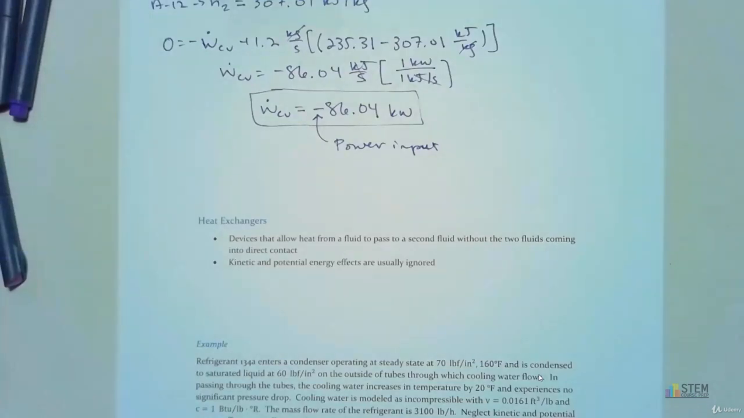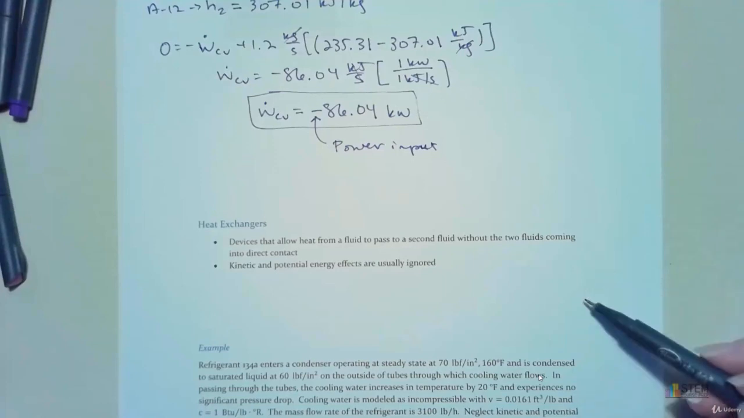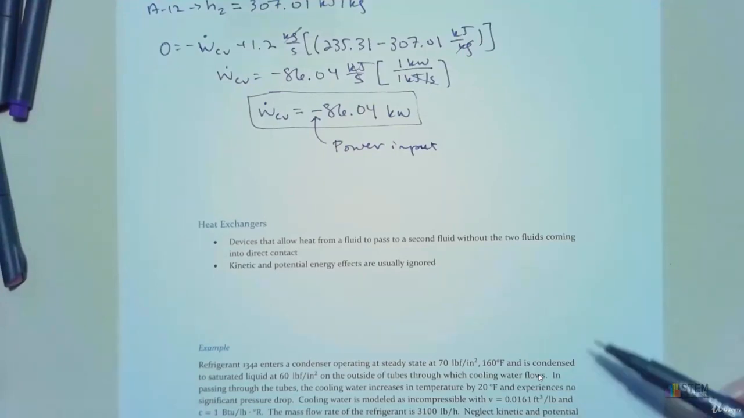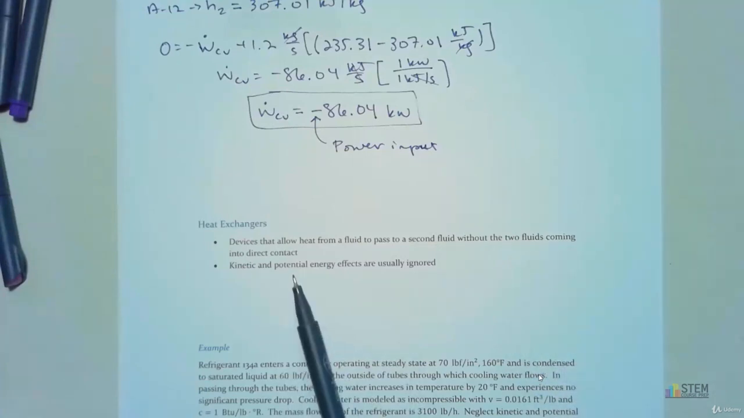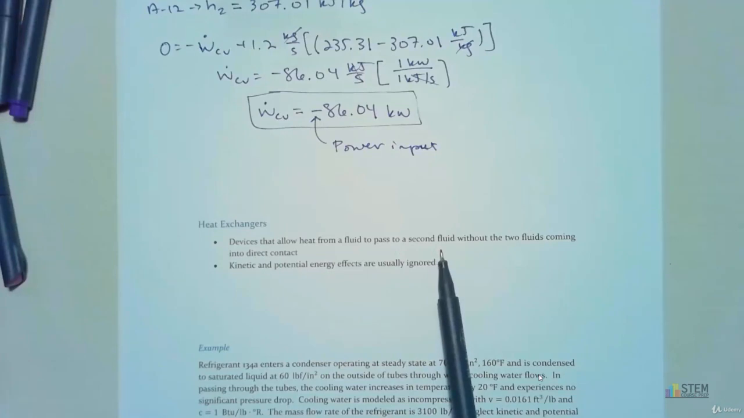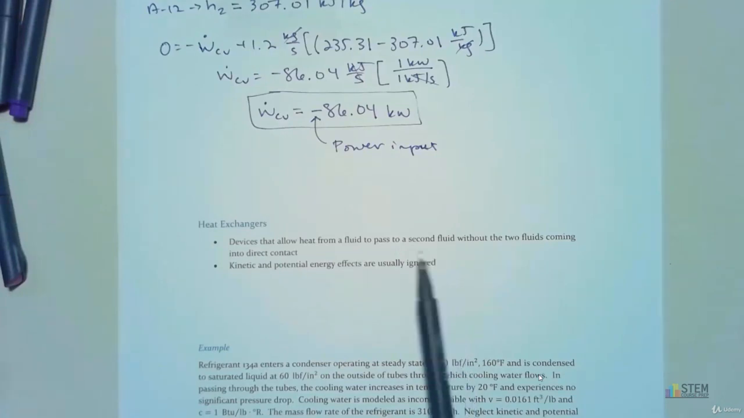Welcome back. We have another application. This one is over heat exchangers. We'll briefly talk about heat exchangers, then we'll have an example. A heat exchanger, in case you don't know, is a device that allows heat from a fluid to pass to a second fluid. Now, the way this works is the two fluids don't come into contact with each other, but we still have the heat transfer that happens.